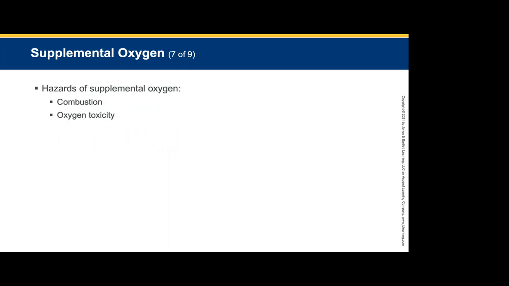Obviously, there are hazards with supplemental oxygen. We know that to have the fire tetrahedron, you have to have oxygen, heat, and fuel. Well, this has its own oxygen, so if there is fuel around, it can aid the fire. As long as those three are there to form the fire tetrahedron, you can have a pretty large combustion. They talk about oxygen toxicity.